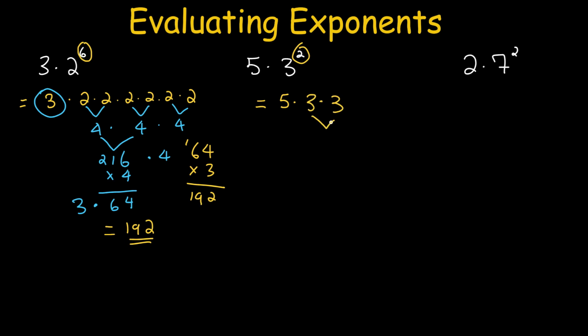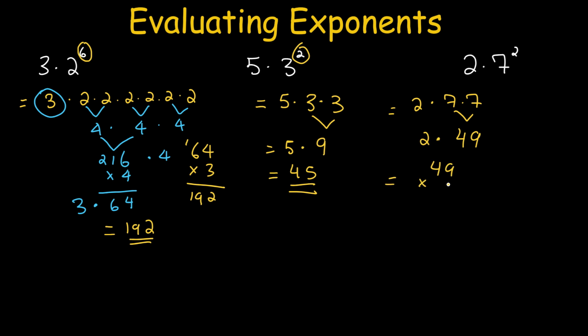Right, the next problem, it's 5, and we're multiplying 3 two times by itself. So let's multiply 3 times 3 will be 9, and 5 times 9 will be 45. Right, the next problem, 2 times 7, we're multiplying by itself 2 times, and 7 times 7 will be 49, and 2 times 49, we can go ahead and find the answer this way.